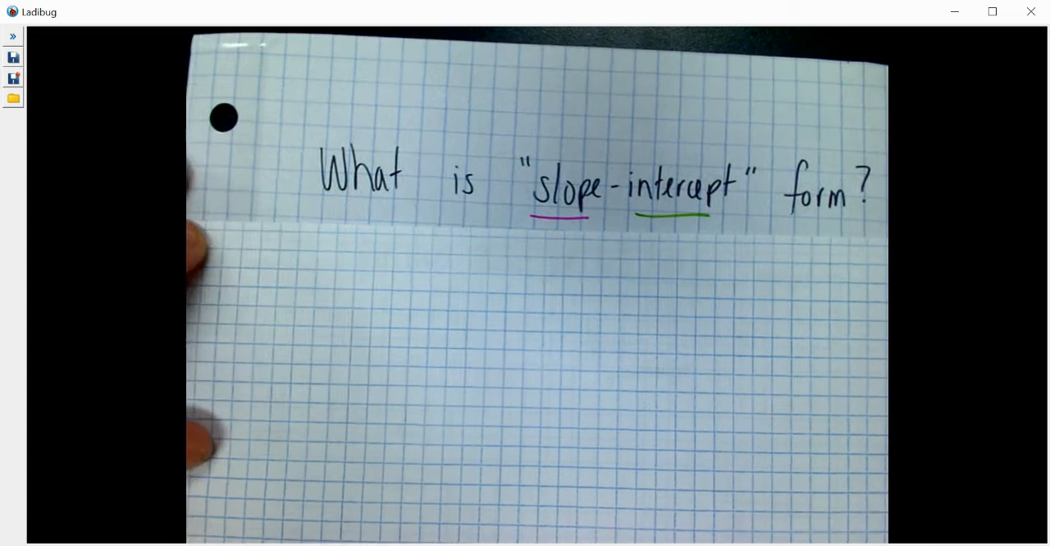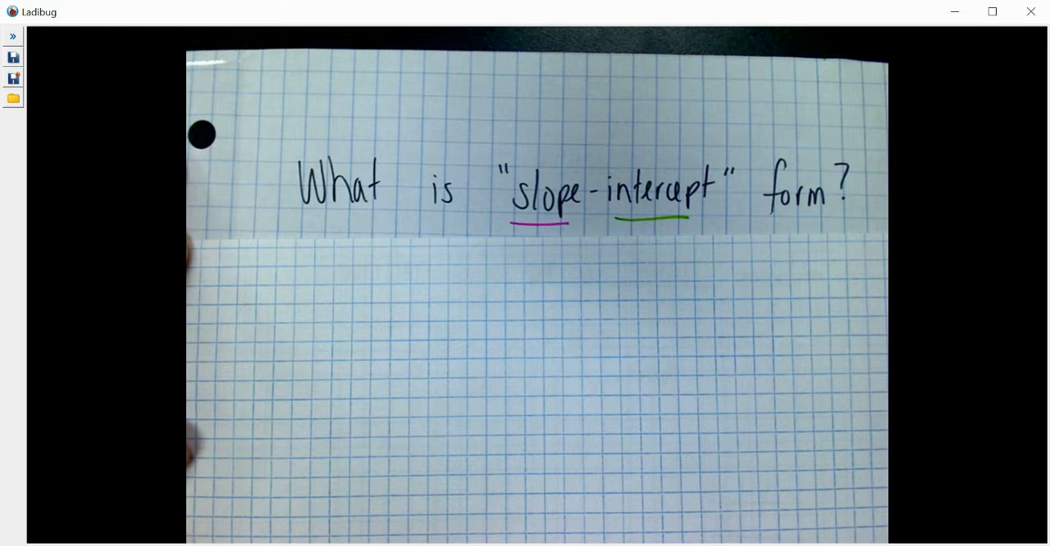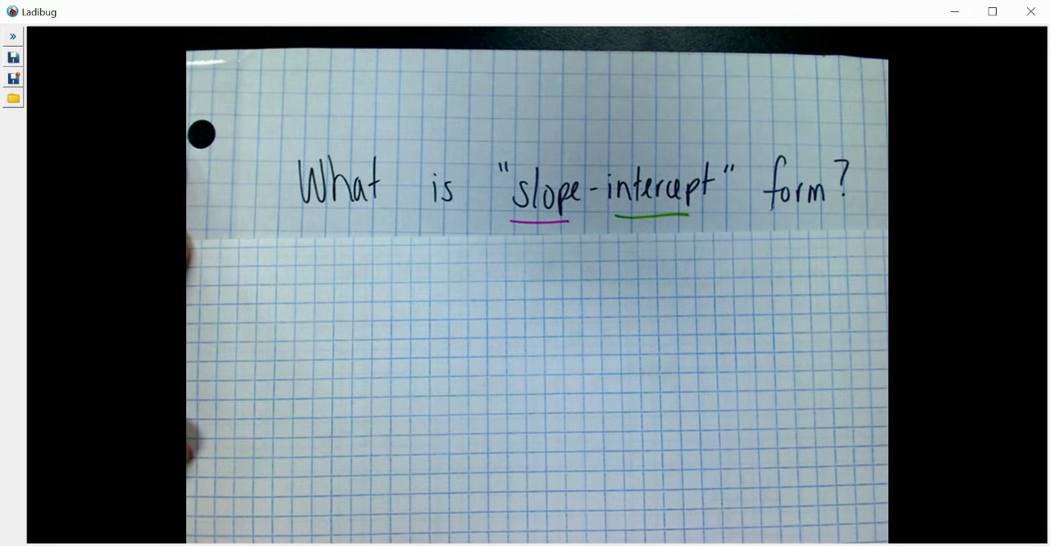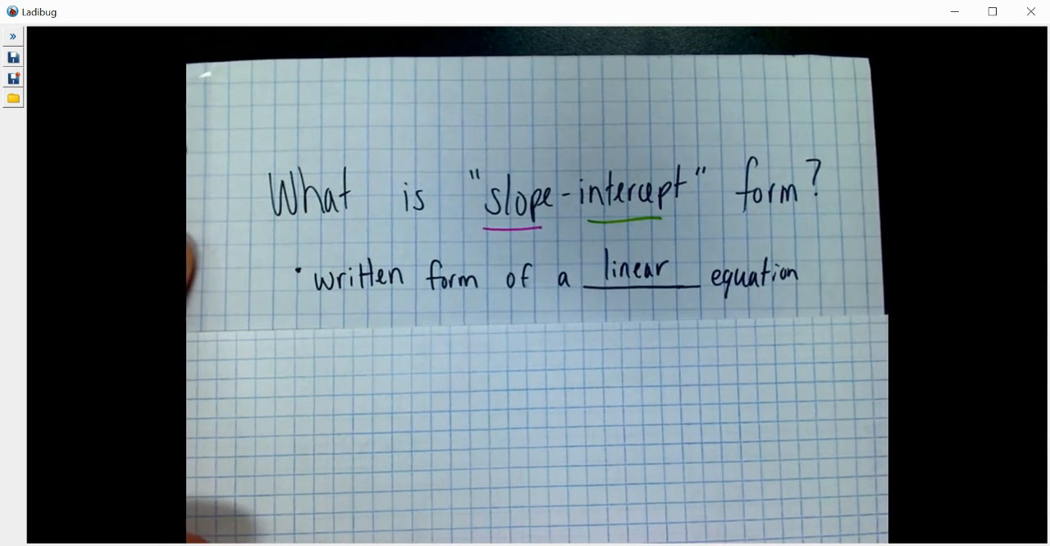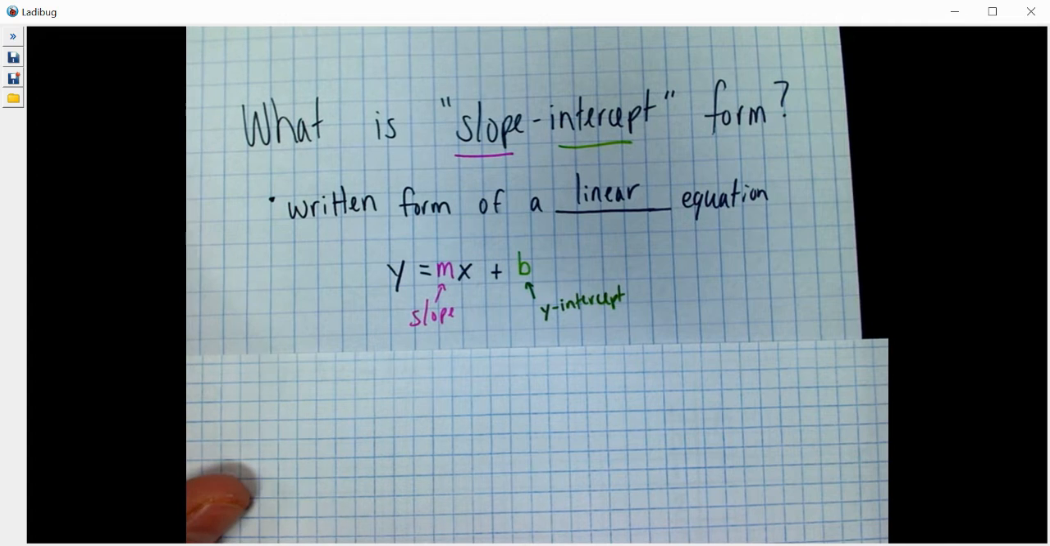In this video, let's take a look back at slope-intercept form. What does it mean? How do I use it? And what's an example of it? So to put it simply, slope-intercept form is just the written form of a linear equation. It's expressed as y equals mx plus b.